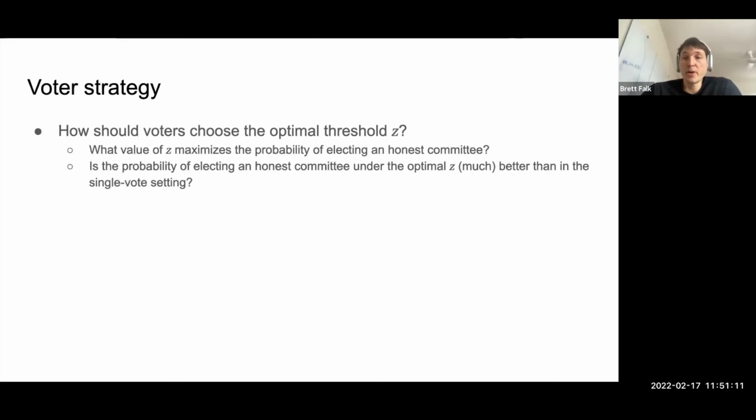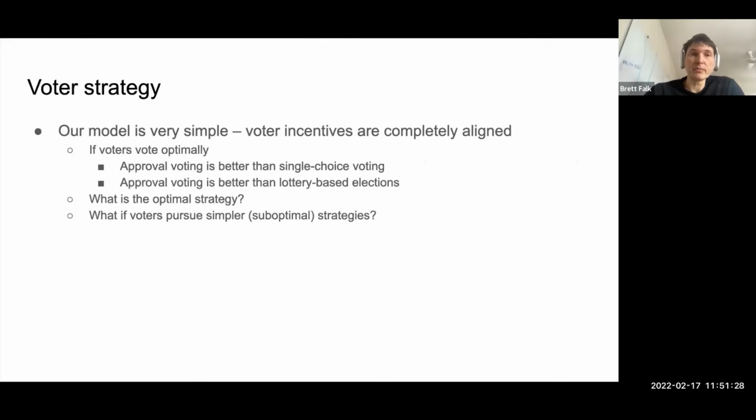And a big question is, clearly in this very simplified model, you're going to be able to do better than single vote voting because it's strictly more general and everyone's incentives are aligned, but do you do much better? And is that worth this extra cost of basically making it unclear what voters should do?